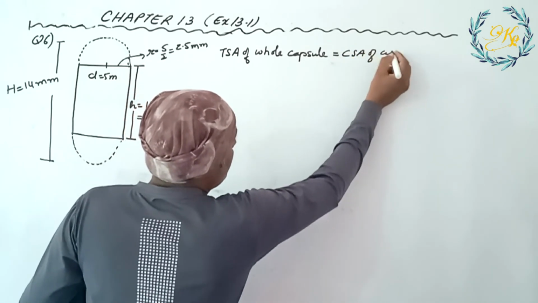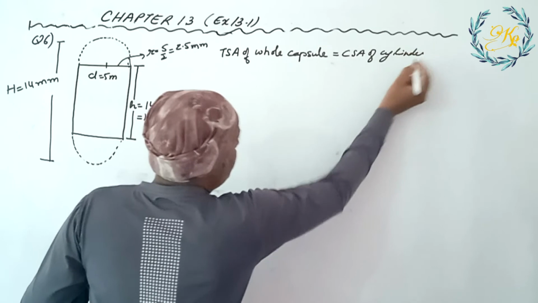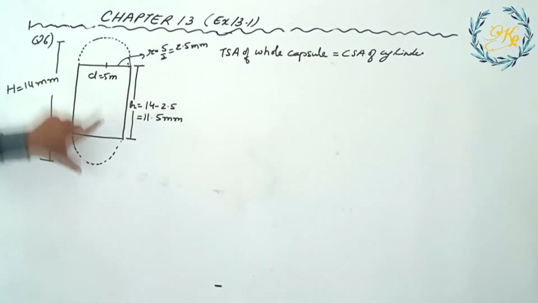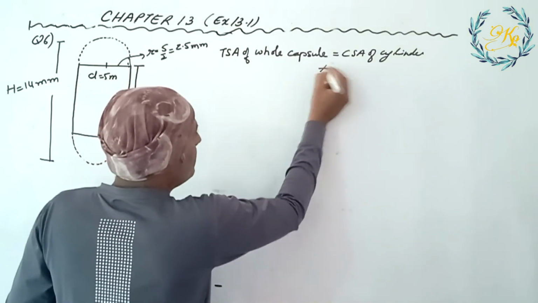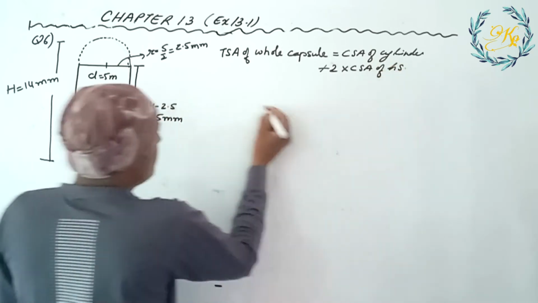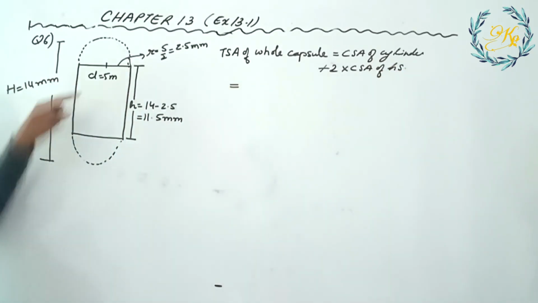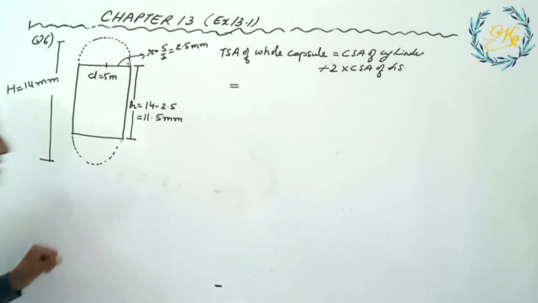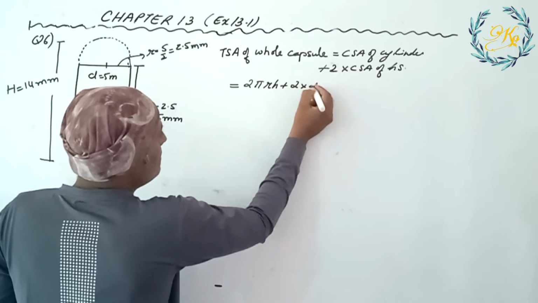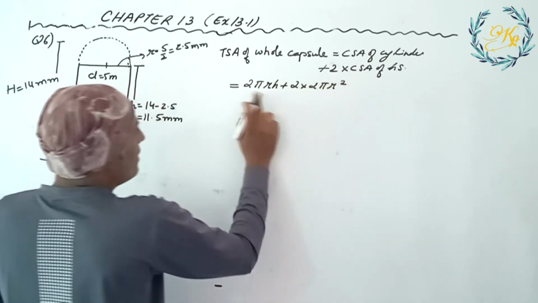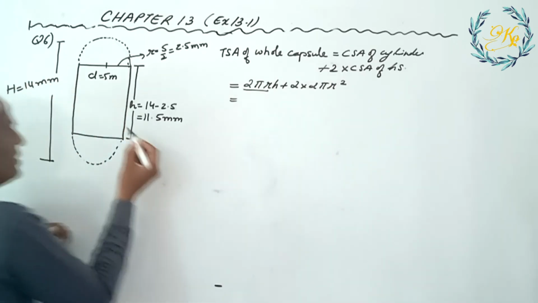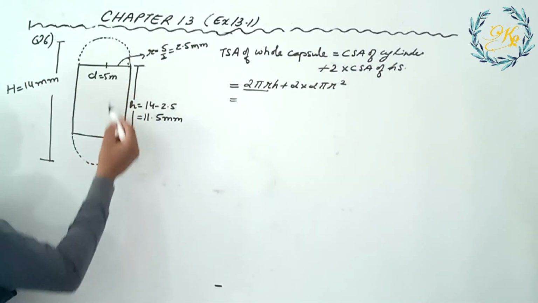CSA of cylinder. Okay, and including this you can see there are two hemispheres also, so you can write plus 2 into CSA of hemisphere. Now formula for curved surface area of cylinder is 2 pi RH. 2 pi RH plus 2 into 2 pi R square. Now out of these you can take 2 pi R common, because you see measurement of radius is same for the cylinder and the hemisphere.